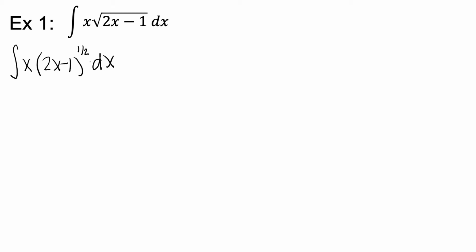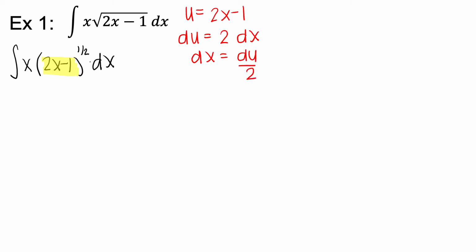Just like I did in my warm-up, I'm going to identify my inside function as u. So I'm going to let u equal 2x minus 1. Just like in my warm-up, du is going to equal 2 dx, which means dx equals du over 2. Good news so far. So I'm going to go ahead and rewrite my integral just like I would in my warm-up problem. So I have the integral of x, I'm going to replace my u to the 1/2 power, and I'm going to replace dx with du over 2.